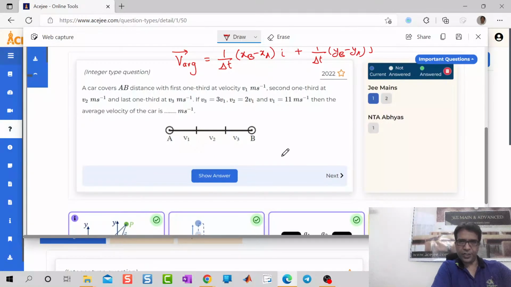This is a 1-dimensional scenario, but because we didn't have any specific category for average velocity, it has been put in here. But hopefully the other 2 questions will test us on the 2 dimensions.